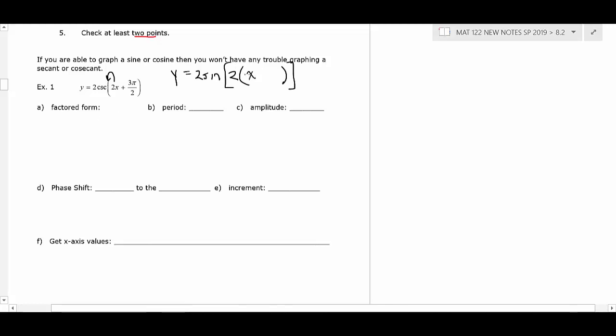So that would be 2x, because 2 times x is 2x. Now to figure out what goes here, you always do the same thing. You just take the 3 pi over 2, and you divide it by the number you factored out. So you're going to divide that by 2. So that would be 3 pi over 2 times 1/2. So that would give, when you go straight across, 3 pi over 4.